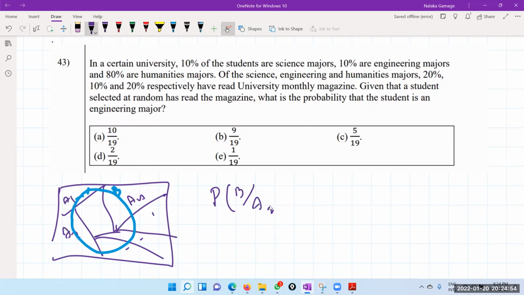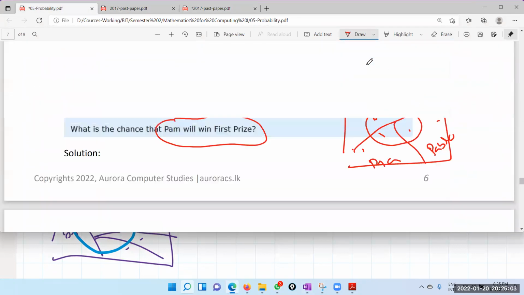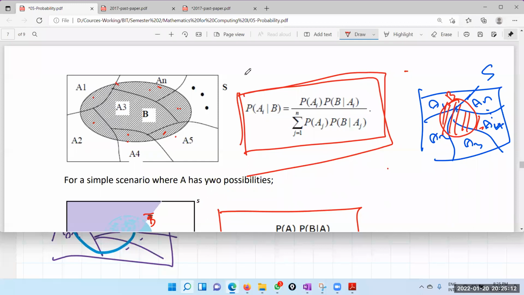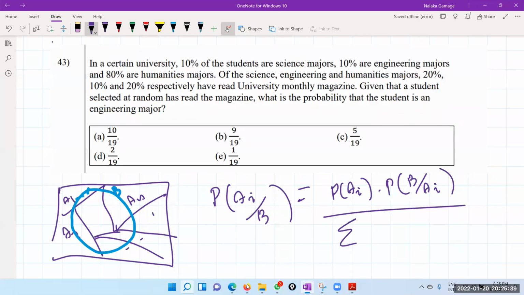B given Ai. Right? Probability of B given Ai is the probability of Ai given B. Probability of Ai given B is the other way: probability of Ai into probability of B given Ai, divided by the sum of probability of Aj into probability of B given Aj, over all possibilities, sigma j equals 1 to n.